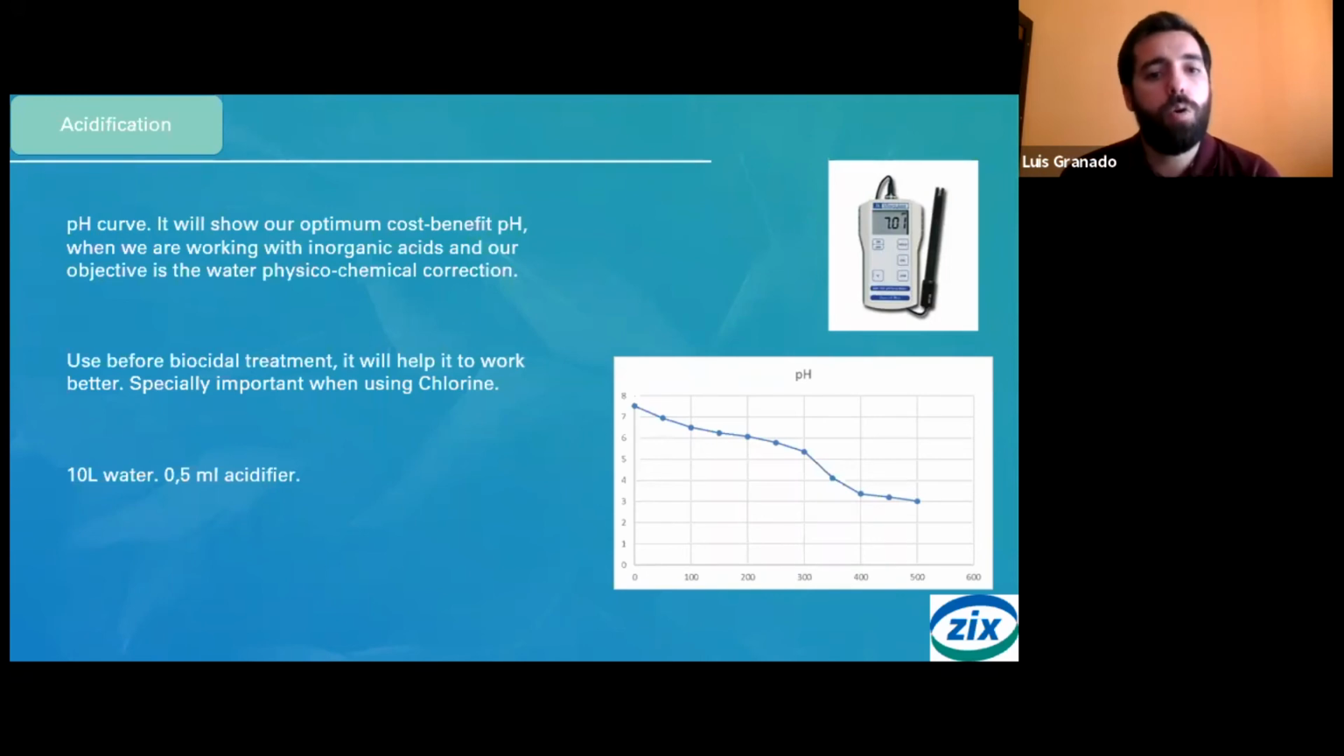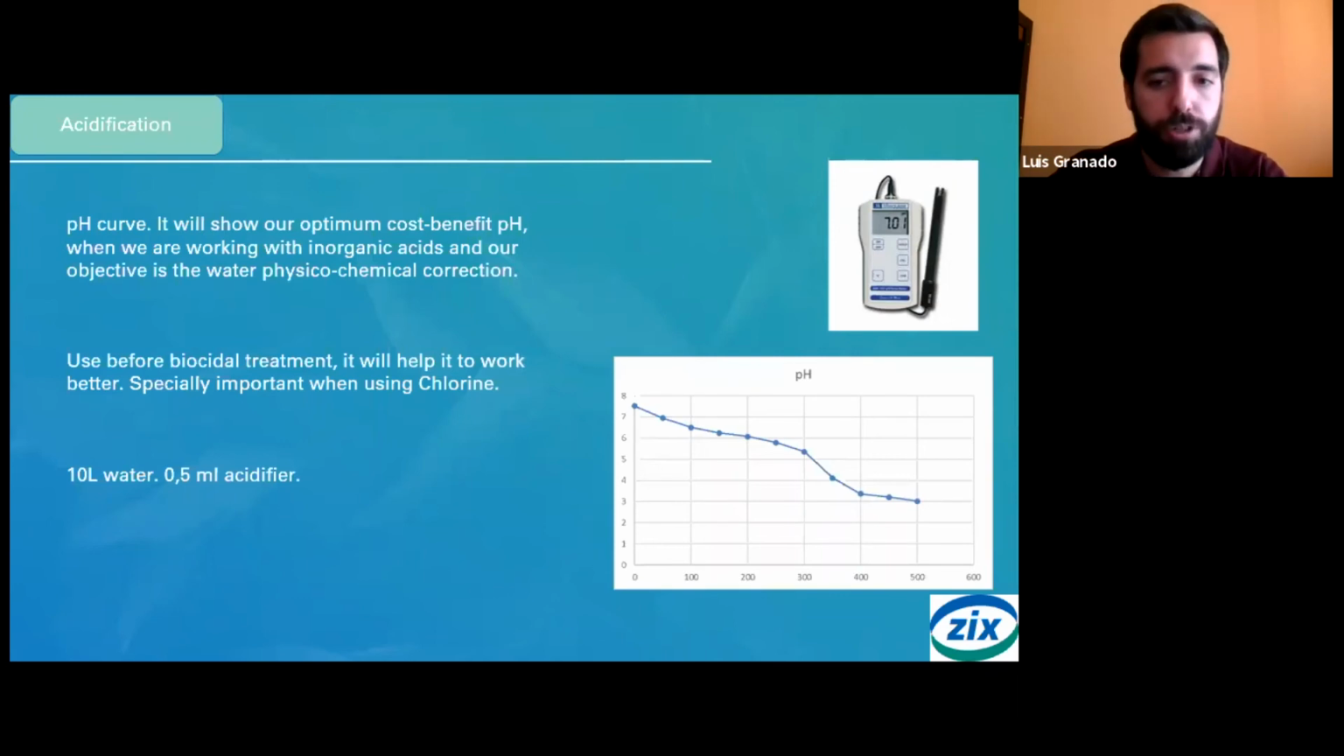So how are we going to do it? Over 10 liters of water, with a small syringe, we will be adding 0.5 milliliters of acid, and every 0.5 milliliters, we will do a measurement of the pH. That will be like adding 50 milliliters every 1,000 liters of water, which are normally the references that we have when dosing into the water.